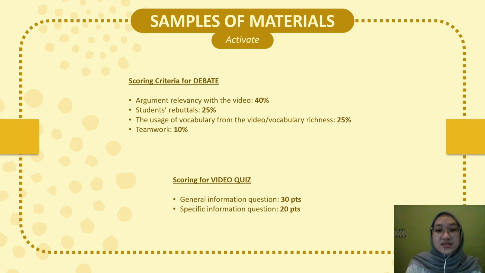Lastly, I will explain the scoring criteria for the debate and the video quiz. For the debate, I will score their argument relevancy to the video, their rebuttals, their usage of vocabulary from the video, or vocabulary richness, and then their teamwork. Why do I want to score argument relevancy and rebuttals? Argument relevancy means they listened properly to the video. That's why they give correct information relevant to the video.